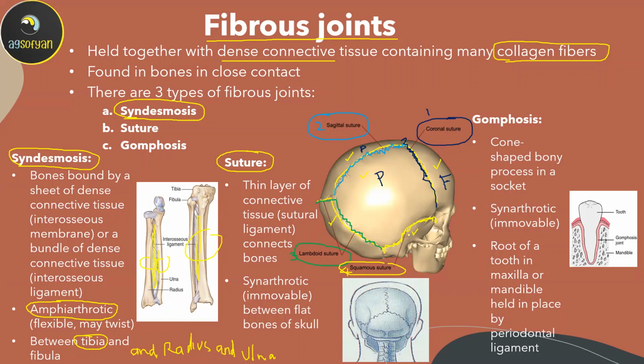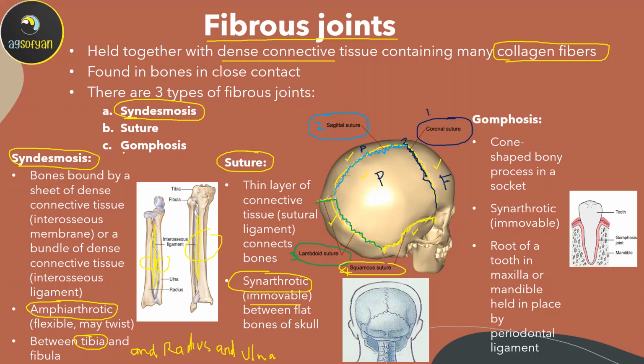Of course, we are unable to move our cranium. Even though we have a joint between the bones in the cranium, we are unable to move it. Therefore, the functional type of suture is synarthrosis. So this is an immovable type of joint.